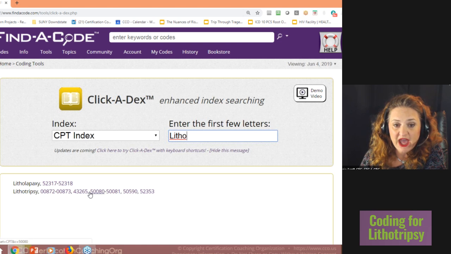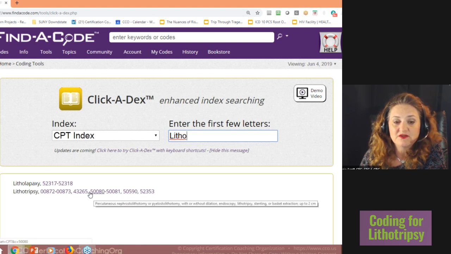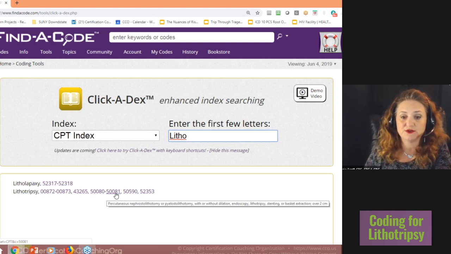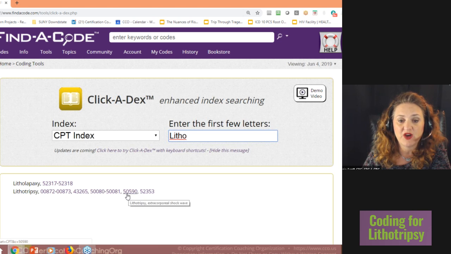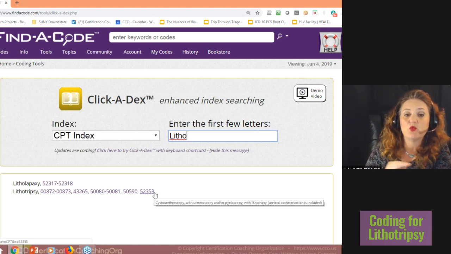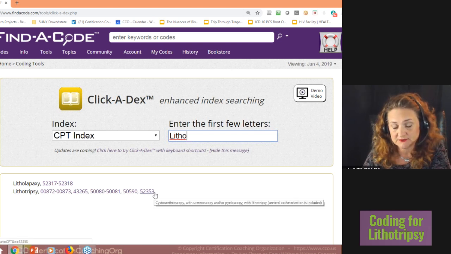Then notice we have two codes, 50080 through 50081, two codes. That tells us that that's two specific codes. They classify that as a range. We'll look at those in a minute. And then we're going to look at 50590 and 52353. And we need to know what the differences in these codes are.